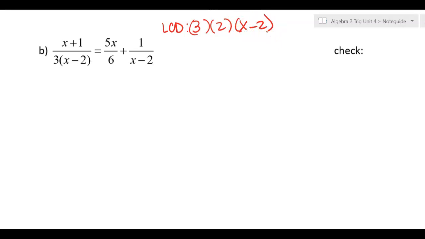Okay, questions from other people, because there weren't many people who raised their hand that said they were confident. Are you okay with choosing an LCD like this? So you're looking at a factor of 6 or 3 times 2, and then a factor of x minus 2. Okay, so if we take that and we multiply every piece of this equation by that greatest common factor, our work is going to look like this.